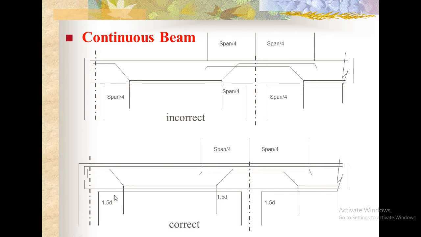Instead, we can improve it like this. Instead of span by 4, take the total effective depth. Then at 1.5 times d you need to provide this bending up like this one, 1.5 d like this one, 1.5 d like this one. This is the correct method to provide the bending up reinforcement. This is the correct way.